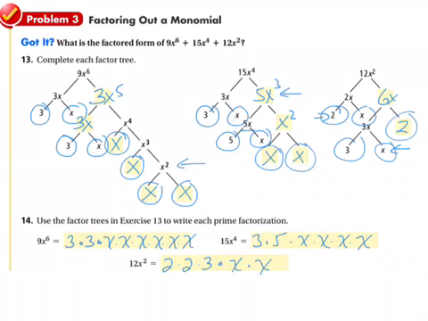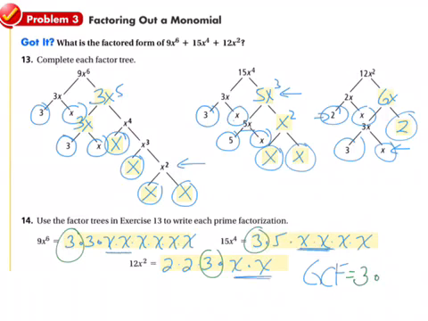Now, when dealing with these for the greatest common factor, we're going to see more about this in the next slide, you want to look for like terms. What do they all have? Well, they all have a 3. So that's one of the factors of the greatest common factor. They all have 2 x's, so it's x times x. So 3x squared is going to be the greatest common factor.